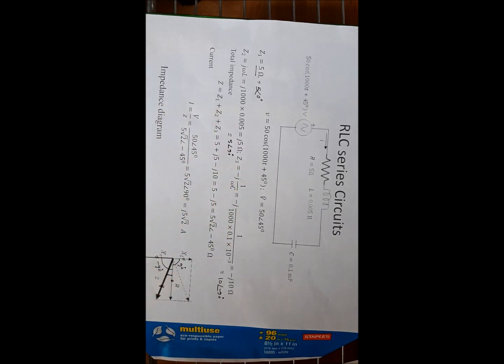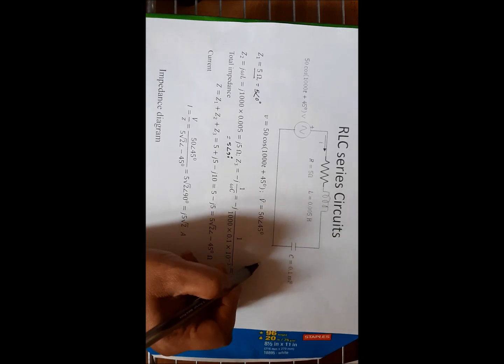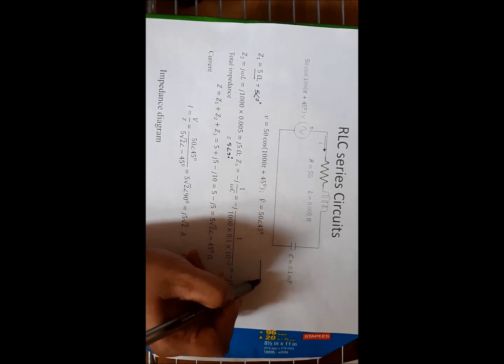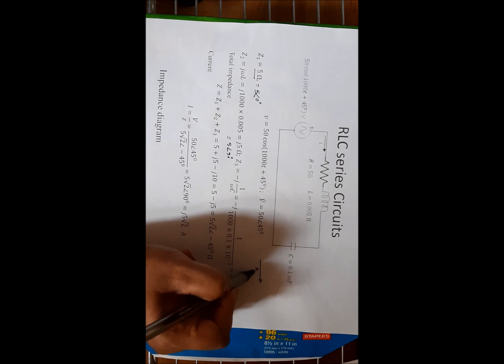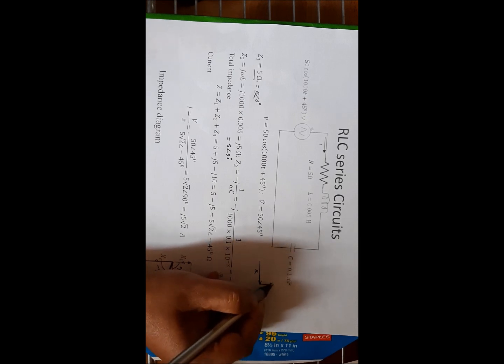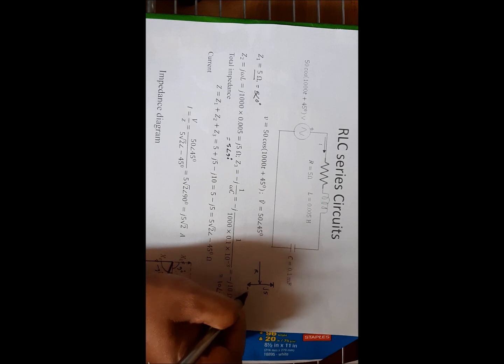I can show you another approach for drawing the impedance diagram. The method is, you start with R, then you go for XL, the inductive reactance, that is j5, and from the top of this you go directly opposite, to j10.